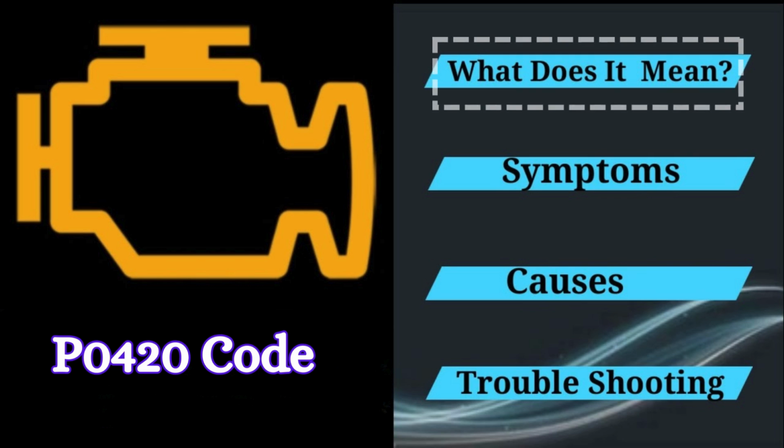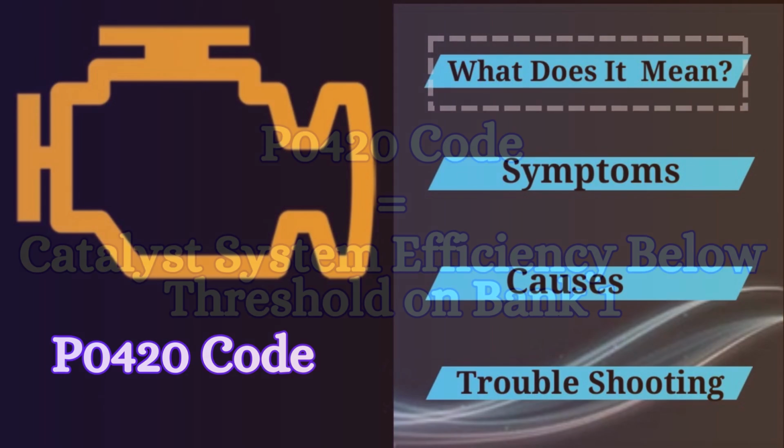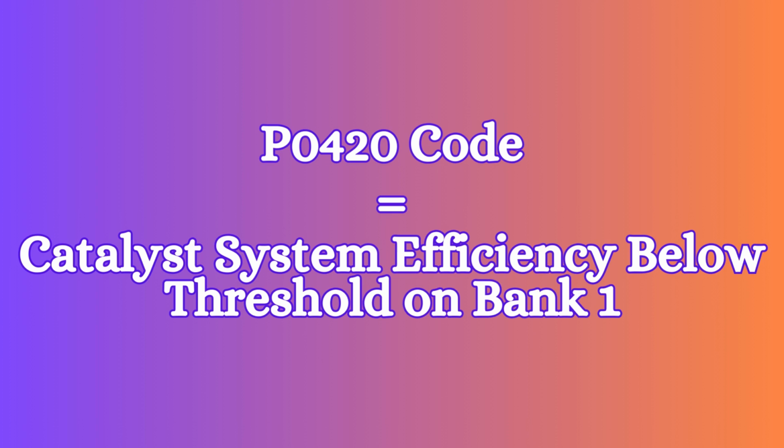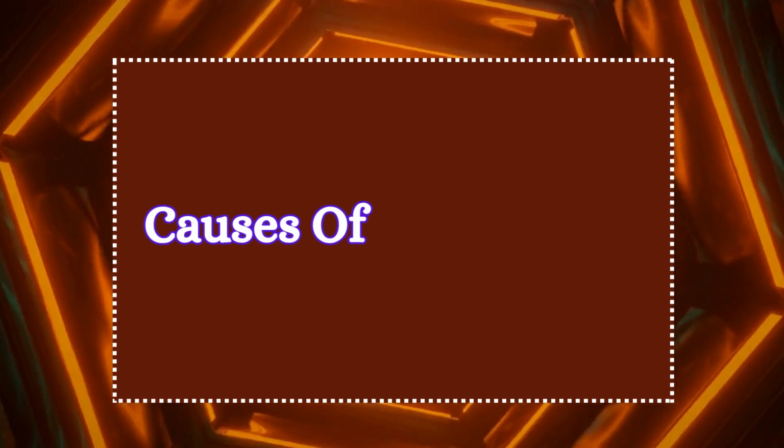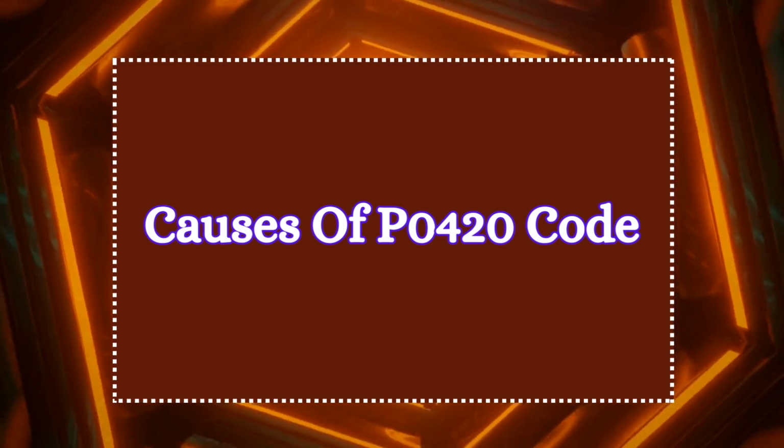So what exactly is the P0420 code? Simply put, it is a trouble code that your car's computer system triggers when it detects that your bank 1 catalytic converter isn't working as efficiently as it should be. A catalytic converter is a device that reduces the amount of harmful pollutants in a car's exhaust system before they leave the vehicle. Now let's discuss the common causes of the P0420 trouble code.